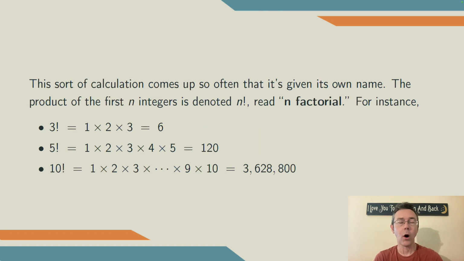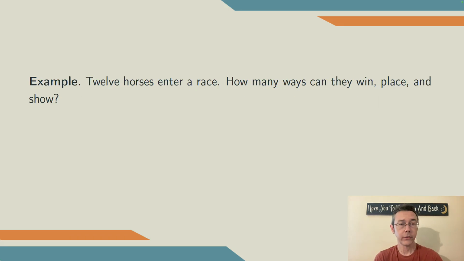This comes up so often that it has its own name. If we're taking the product of the first n integers, that's n factorial, it's written n exclamation point. So for instance, 5 factorial is 1 times 2 times 3 times 4 times 5, or 120. Factorials get big very, very fast. Even just 10 factorial is already well over 3.5 million. This next example is going to lead us into our next topic.